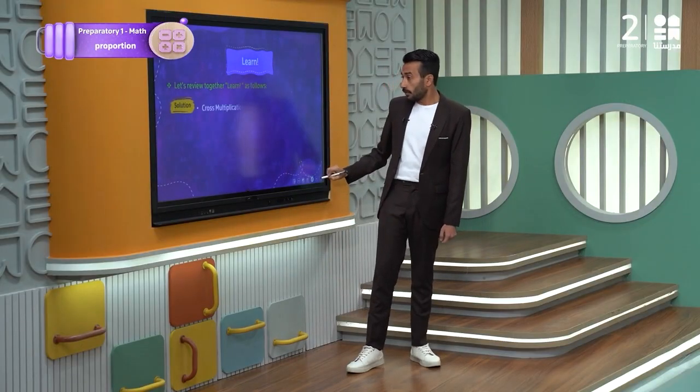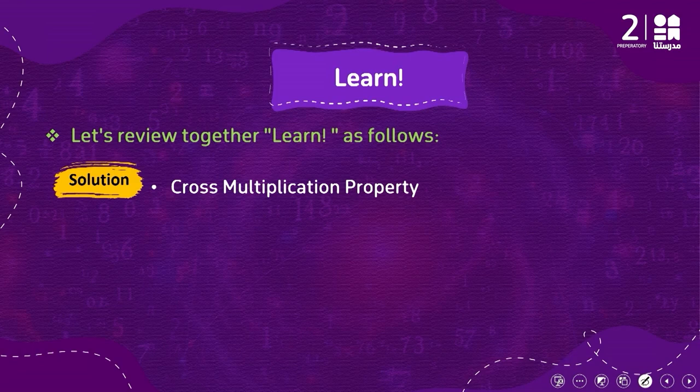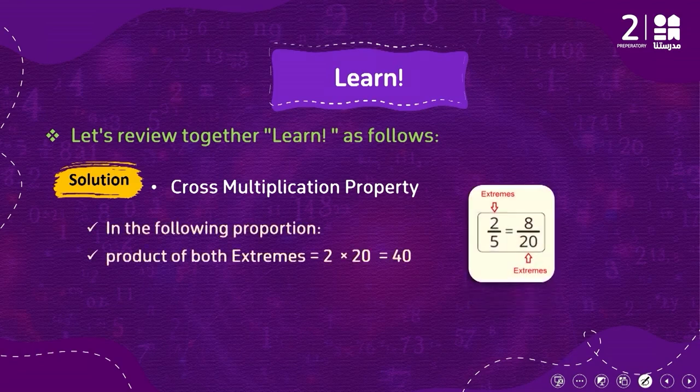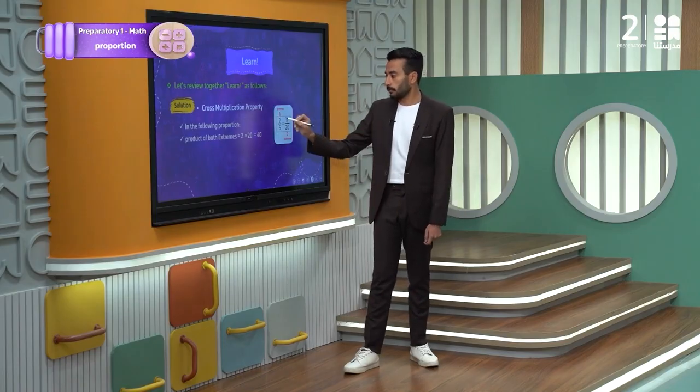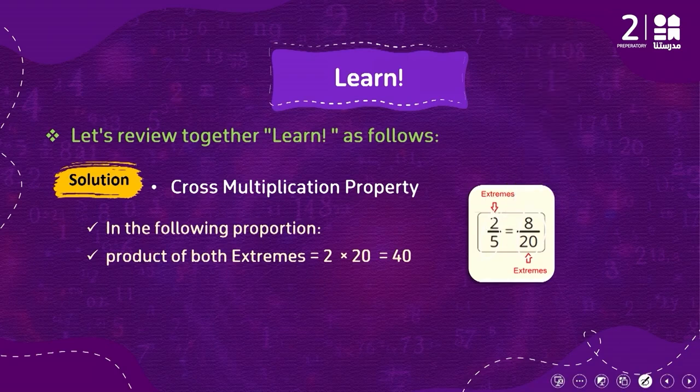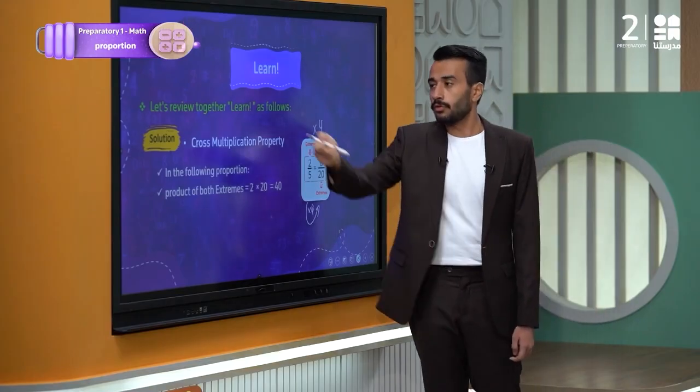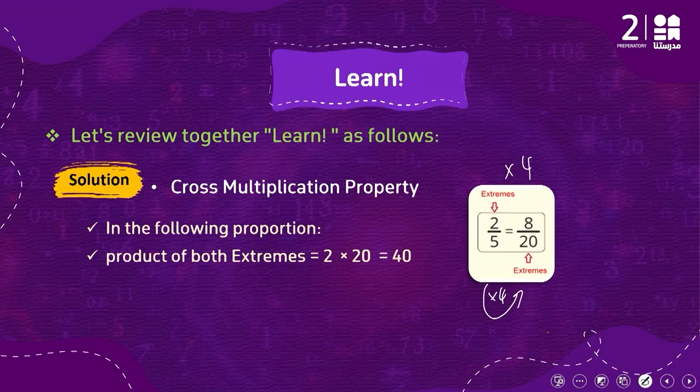Let's solve with the cross multiplication property. Now we have these 2 fractions or 2 ratios, and this is a proportion. As you multiply 2 by 4, it will be 8, and if you multiply 5 by 4, it will be 20. So it's equal. This fraction is equal to this one. Now let's use the cross multiplication property. It's called cross multiplication as we do this method by a cross. We multiply the extremes together, which is 2 times 20, to be 40.